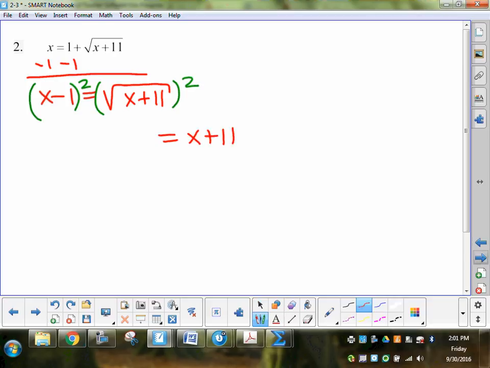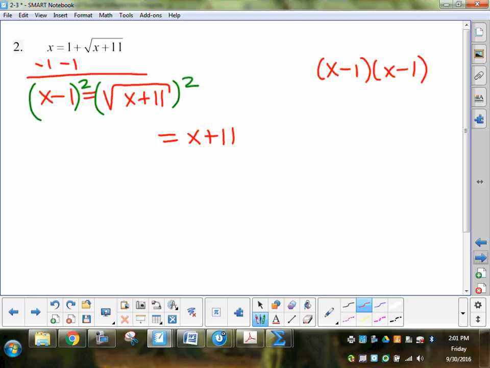What do I need to write out in order to get the correct answer on the left-hand side? Write it out both times. x minus 1, times x minus 1. That's exactly what you need to do. List it out in the margin.